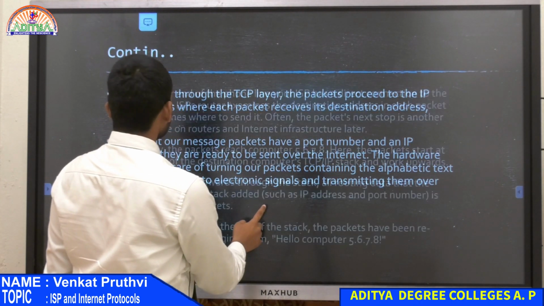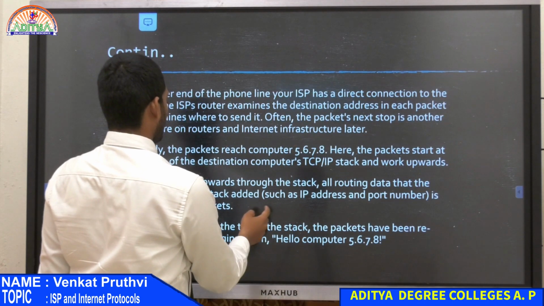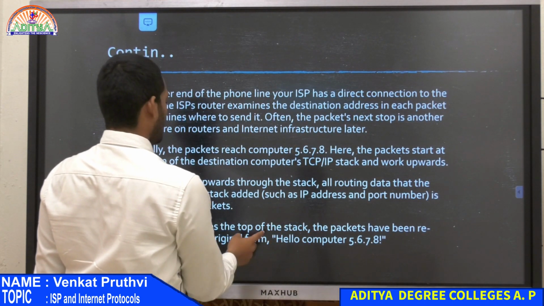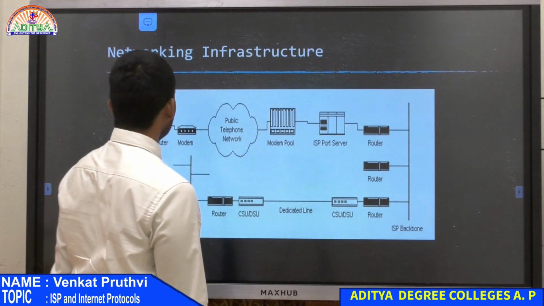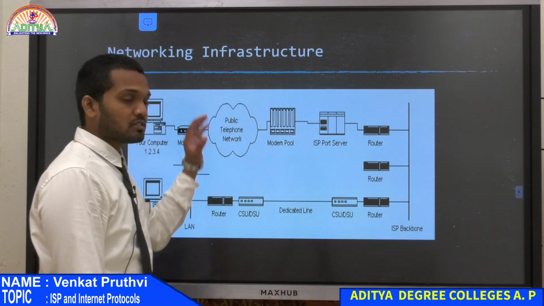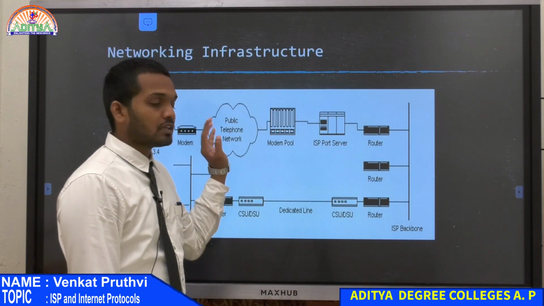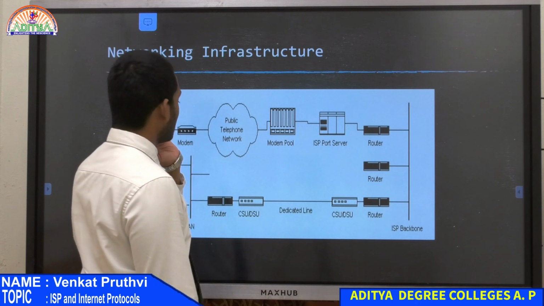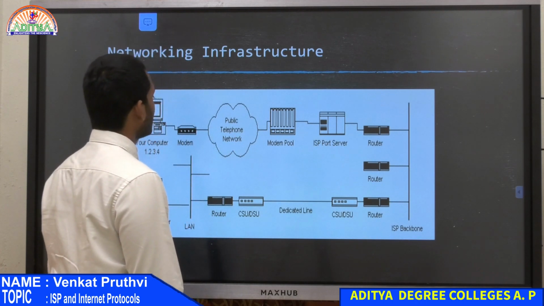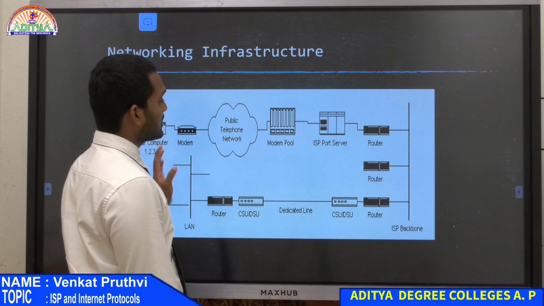And then, now that is about how that diagram is working and how data is being transmitted from one computer to the other in the internet. Next we have interconnecting infrastructure.